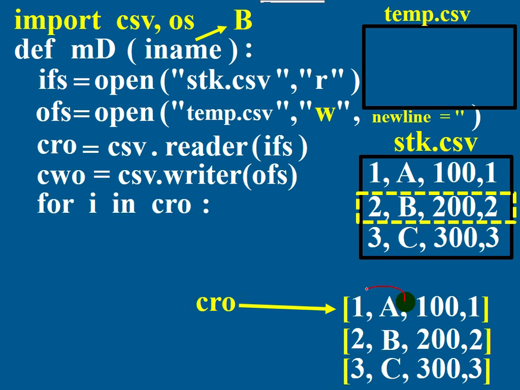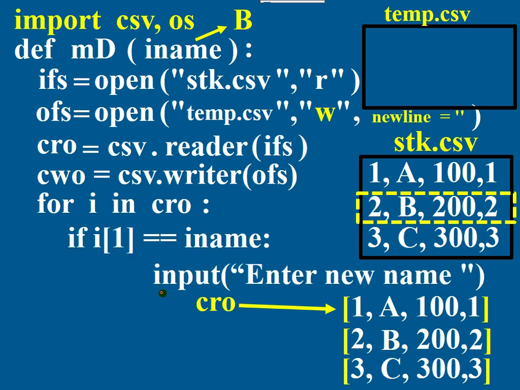If the item name present in I, how do you get the item name present in I of 1, equal to I name. In the second case, I of 1 equal to I name. So this is the record to be modified. Now the new item name should appear here. So new item name should be entered from the keyboard and that should be assigned to I of 1.